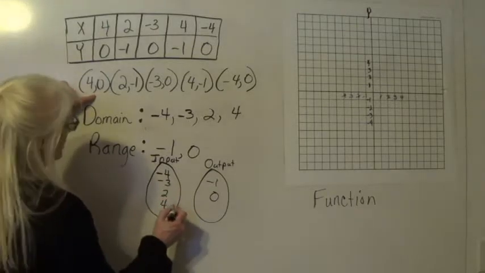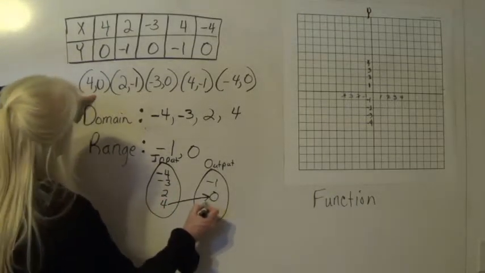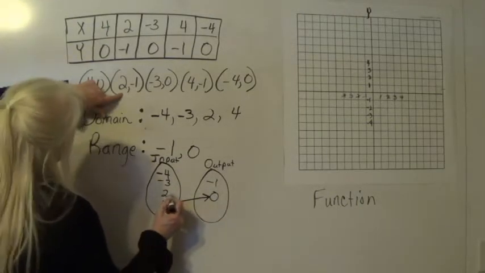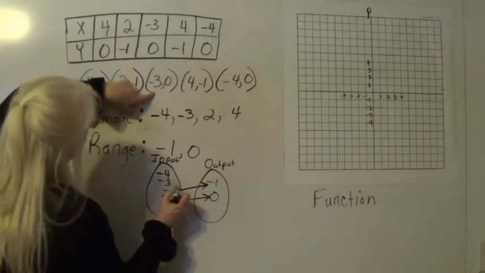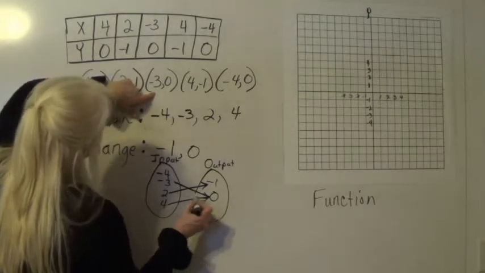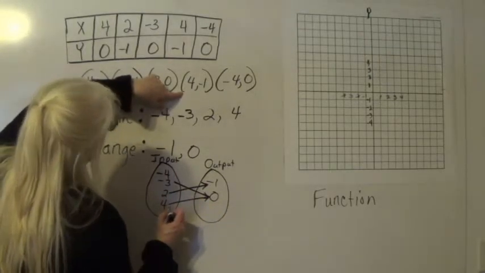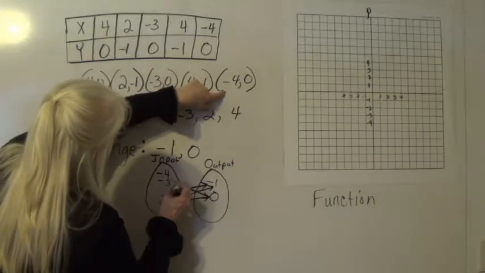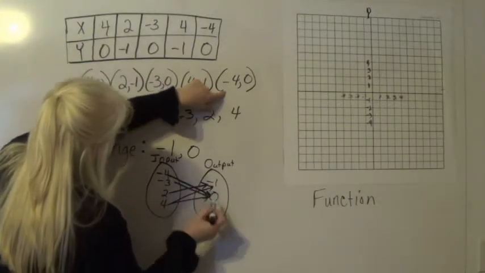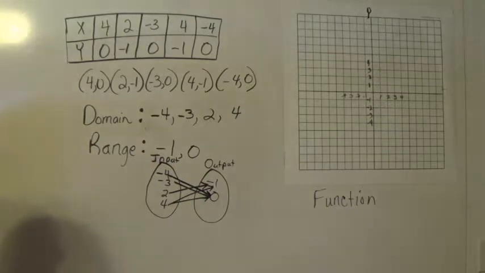4 goes with 0. 2 goes with -1. -3 goes with 0. 4 goes with -1. And -4 goes with 0.